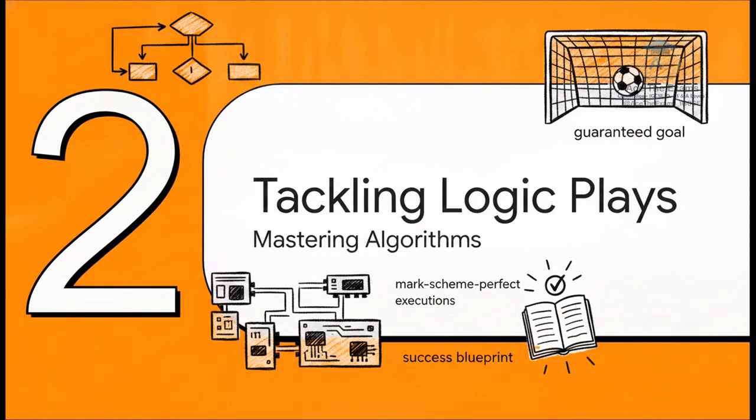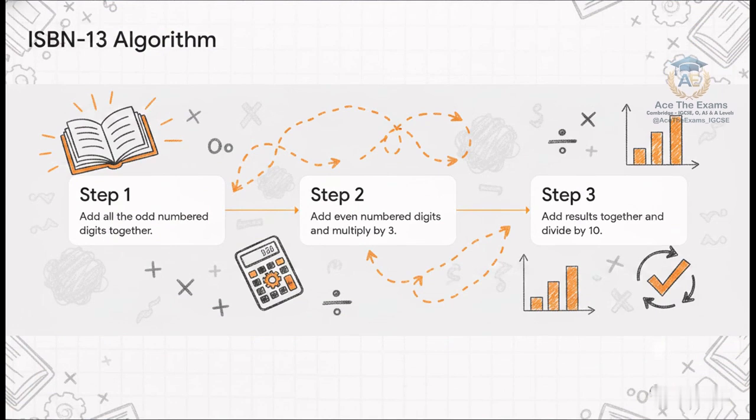Act 2. Tackling logic plays and mastering algorithms. In computer science, algorithms and calculations are your set pieces. They are predictable, and if you execute them correctly, they are guaranteed points.